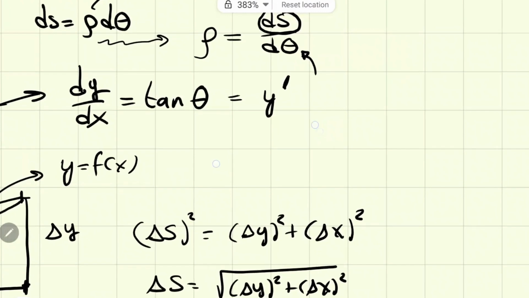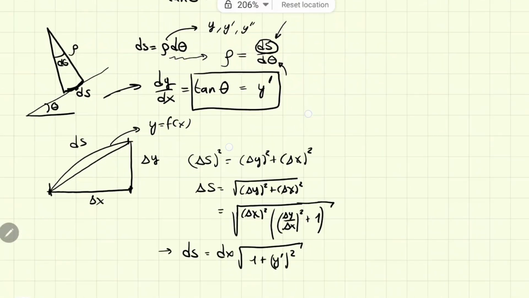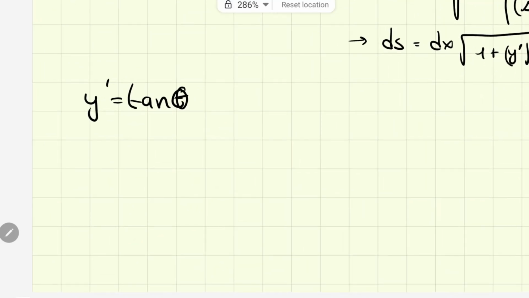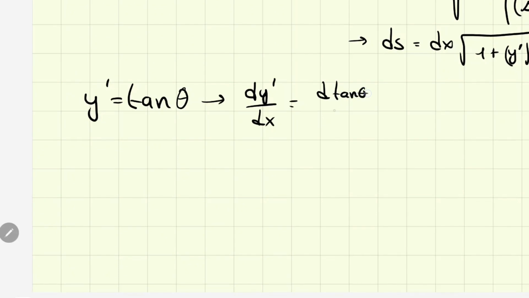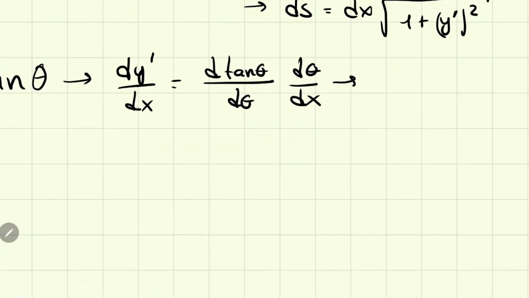Okay, so with this, we have found an expression for the ds that we need. To find the expression for d theta, we are going to use this one over here, y prime equals tangent of theta. So let me write that here. How are we going to do this? I think it will be a good idea to take the derivative with respect to x and use the chain rule. So we get that the derivative of y prime with respect to x is equal to the derivative of tangent of theta with respect to theta times the derivative of theta with respect to x. This is also the second derivative of y with respect to x.